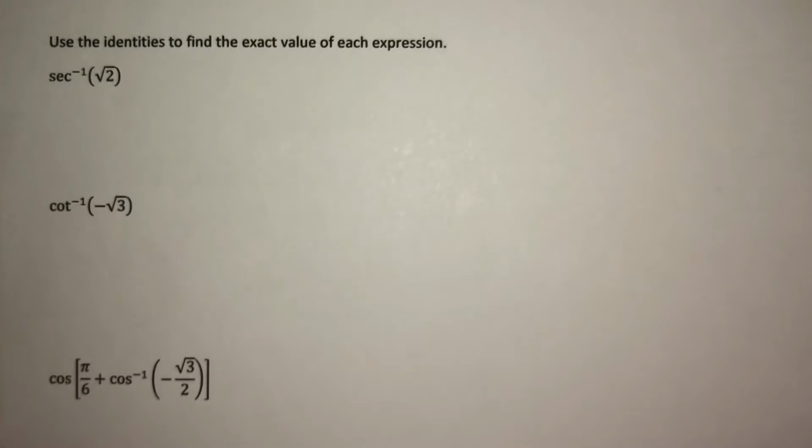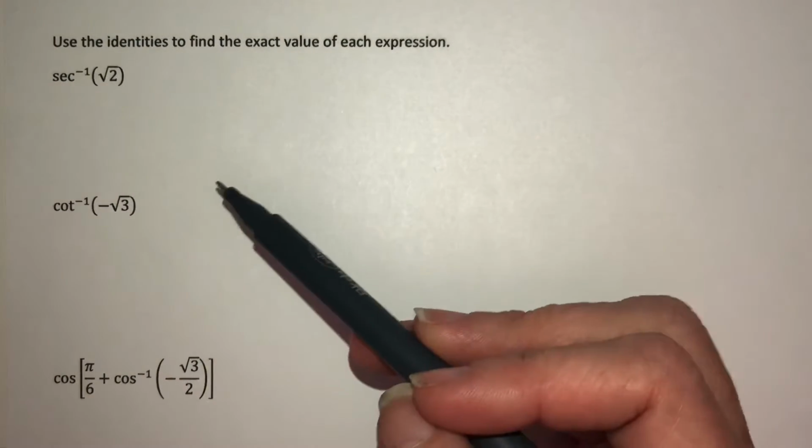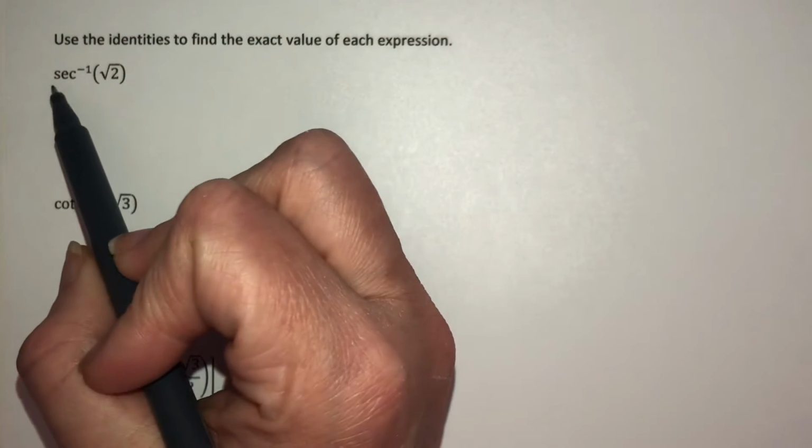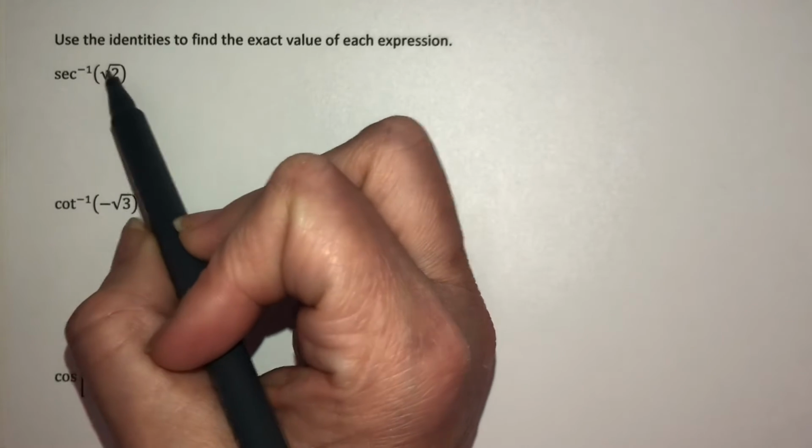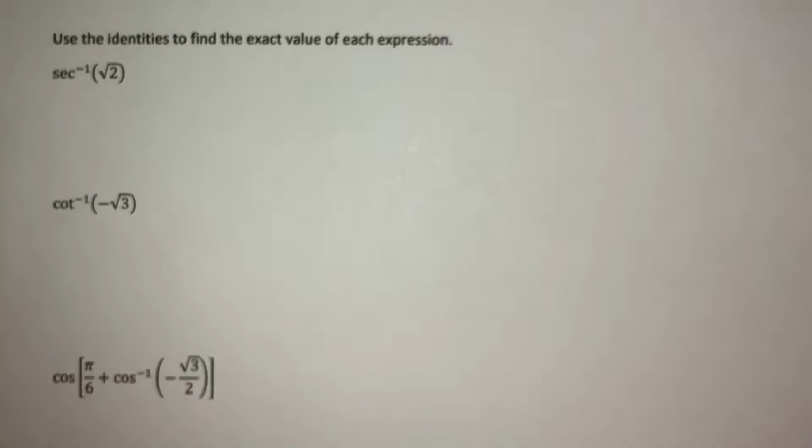This is part 4, section 4.6. We're going to use the identities to find the exact values of each expression. So we want to find inverse secant of square root of 2, okay?